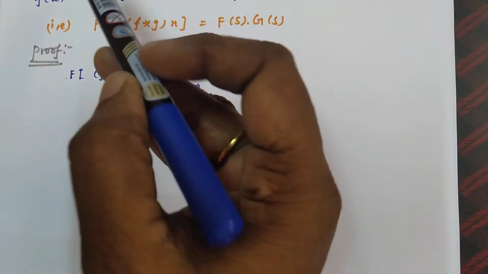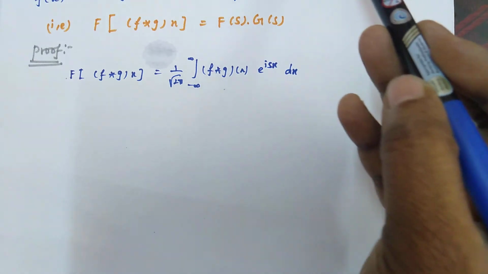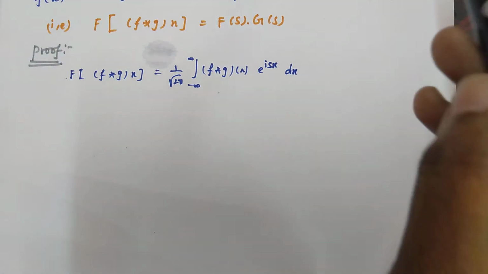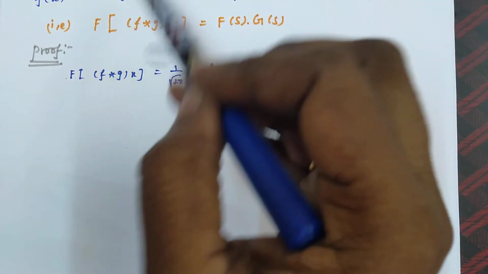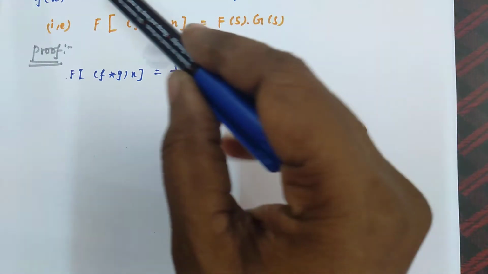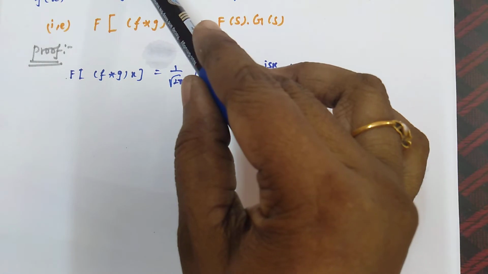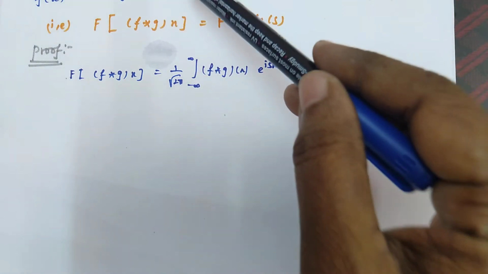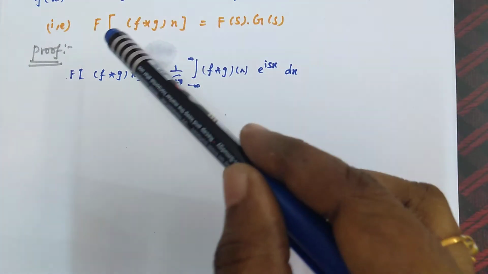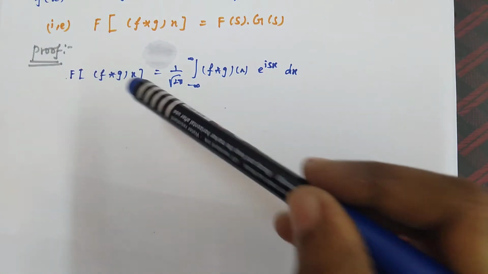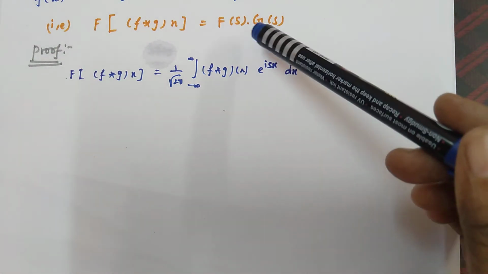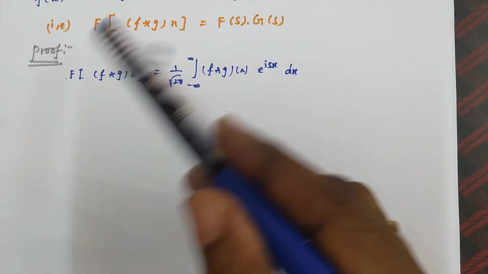So the question is: state and prove the convolution theorem for Fourier transform. In that case, this is the statement. So we have to write this much as the statement of the convolution theorem. After this we have to prove this statement. We will take the left hand side and arrive at the right hand side answer. So we will take this left hand side.